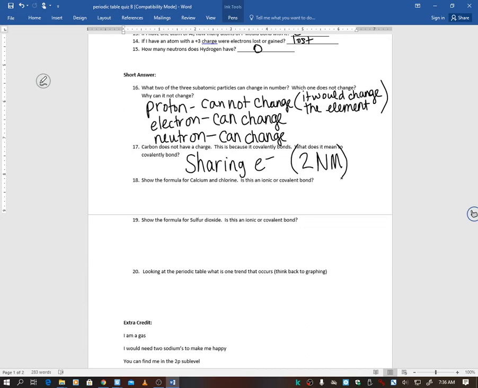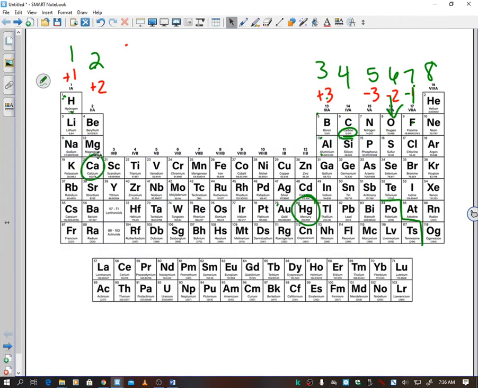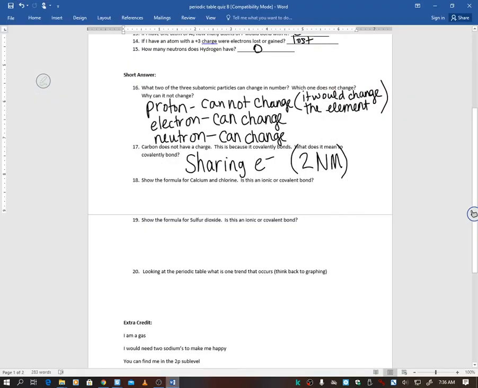Number 18, show the formula for calcium and chlorine. Is this ionic or covalent? Well, if you look, I have calcium here. I have chlorine here. Metal and non-metal, so it is ionic. So it's ionic. Circle it. And then I'm looking at charges. Calcium is a +2, chlorine's a -1. So I'm crisscrossing these numbers, just the numbers. So it's CaCl2.